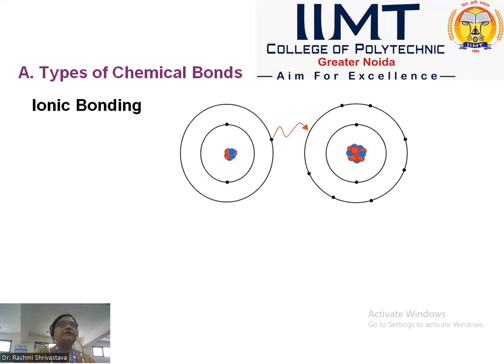The bonding between this metal and non-metal is known as ionic bonding, and the force of attraction between them is electrostatic in nature. This bonding is very strong because of the complete transfer of one or two electrons from the metal atom to the non-metal atom, and this exchange takes place between the valence shells of the metal atom and non-metal atom.